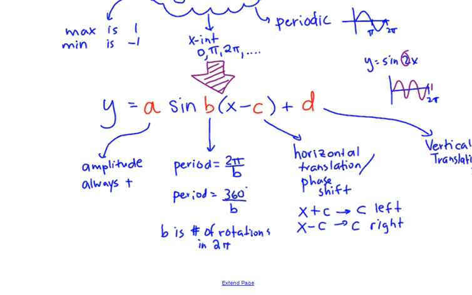The midline? Right? So this would also be our midline value. If you shift it up 2 units, your midline's now 2. Down 2 units, our midline's now -2.